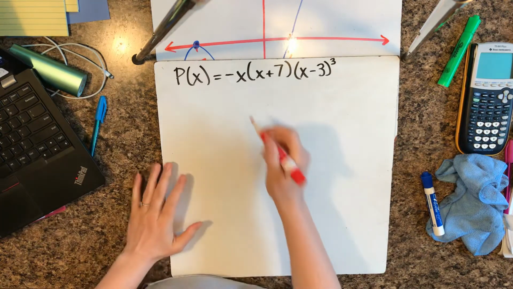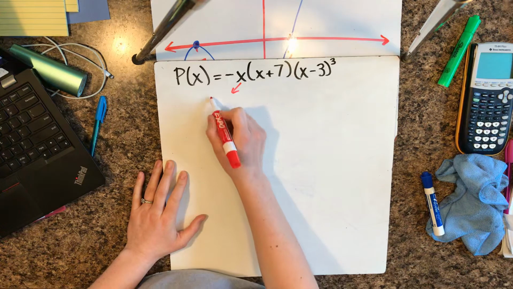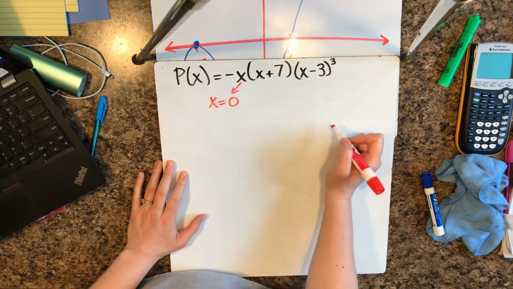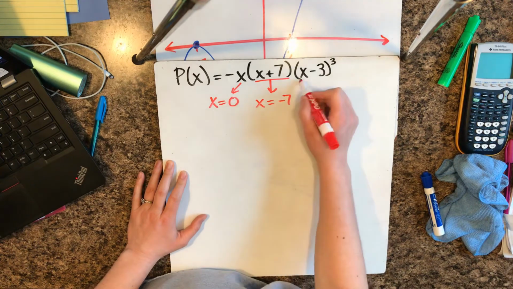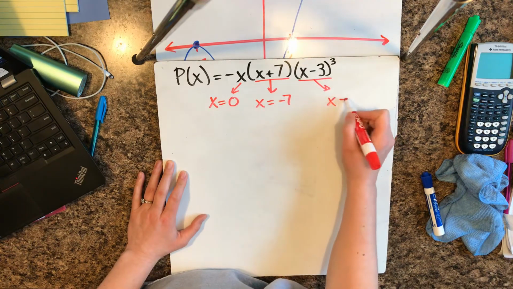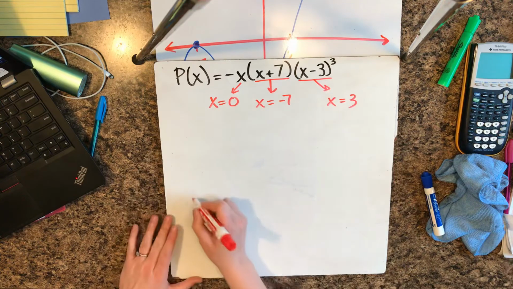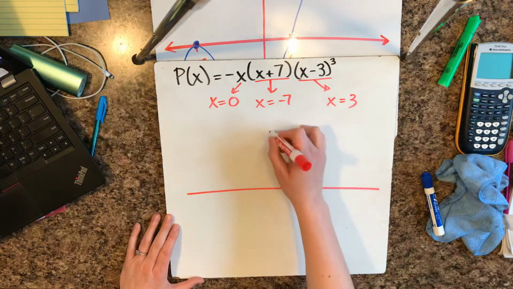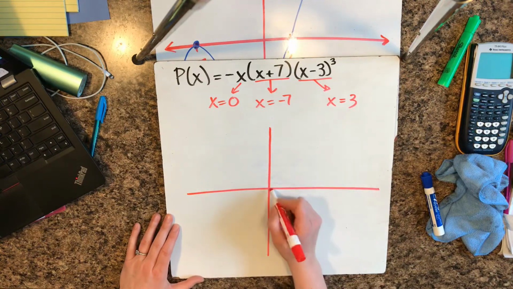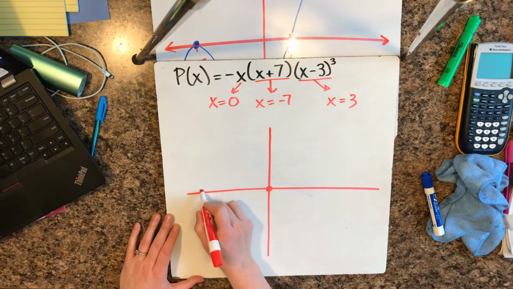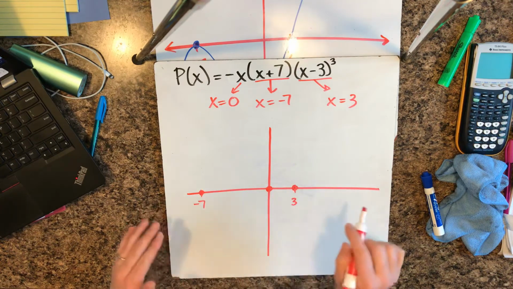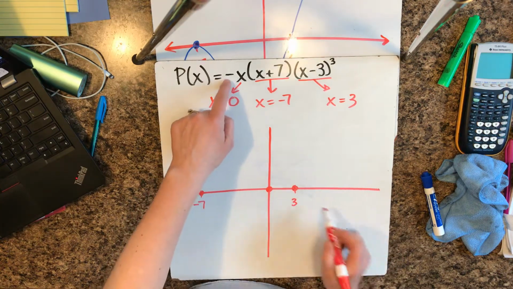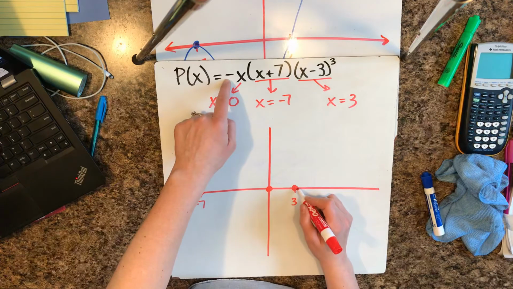Two different things here. One, this x is by itself. That's going to tell me x equals 0. This one is going to tell me x equals negative 7. That one's going to tell me x equals 3 when y is 0. So when I make my x and y axes, I care about 0, I care about negative 7, and I care about positive 3. Those are the only 3 points I'm going to weave in and out. Now this one's negative, so I'm going to end by going down.